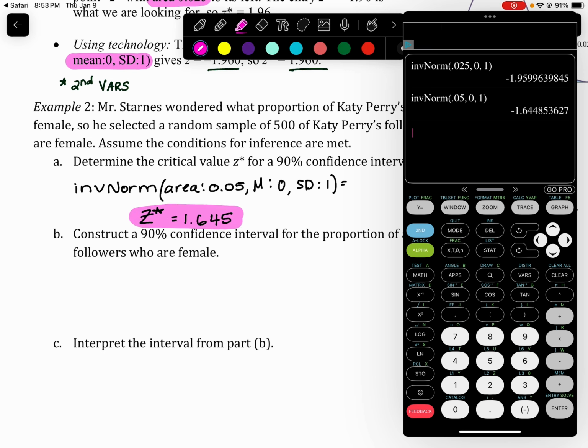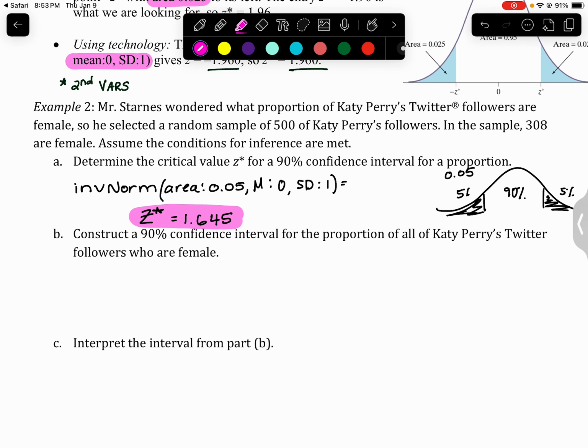Okay, so if they asked us to calculate something later, we now have our critical value that we can substitute into our formula, which, wouldn't you know, that's what they're asking us to do next. So part B is asking us to actually construct that 90% confidence interval for the proportion of all Katy Perry's Twitter followers who are female. So that formula is our p hat value plus or minus our z star times the square root of all of this. And you don't have to write this down. I'm just writing it down so you have it in front of you, but you can refer back to your notes.